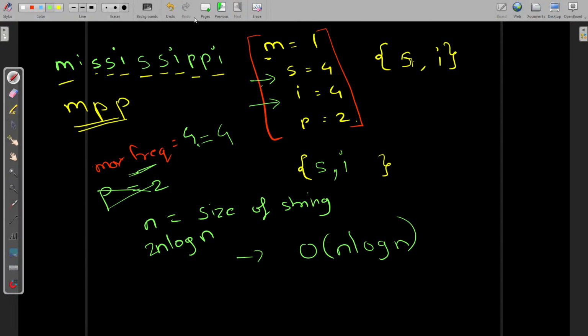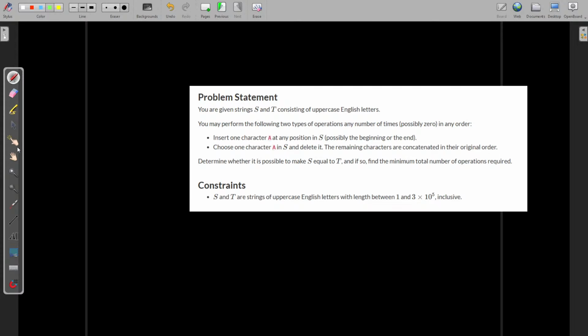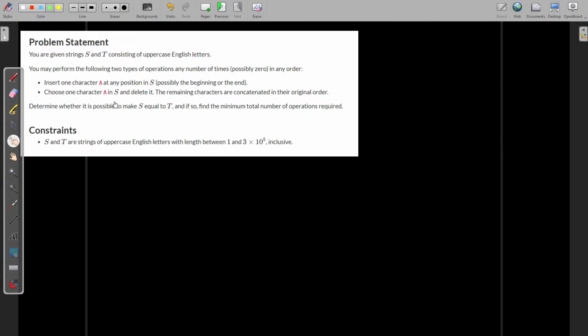So let's create a new page. This is also a problem on strings. The problem says you are given two strings S and T consisting of uppercase English letters. And you may perform the following two types of operation any number of times, possibly zero, and that too in any order. So you can do either this or this, any number of times. Insert one character A at any position in S, and choose one character A in S and delete it.